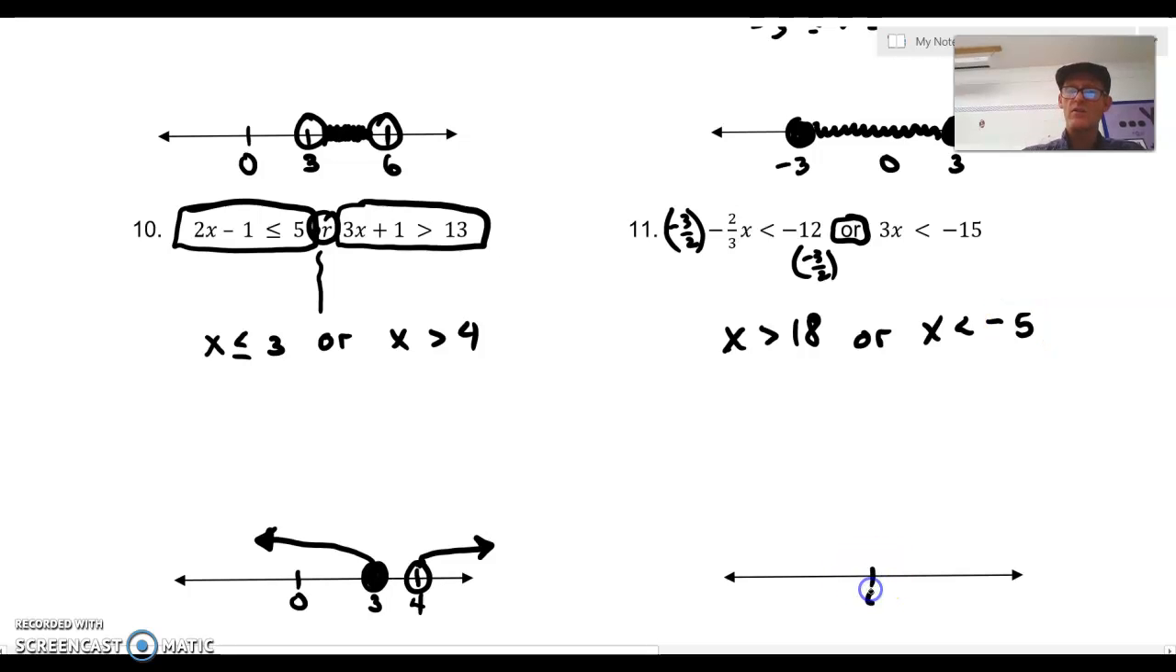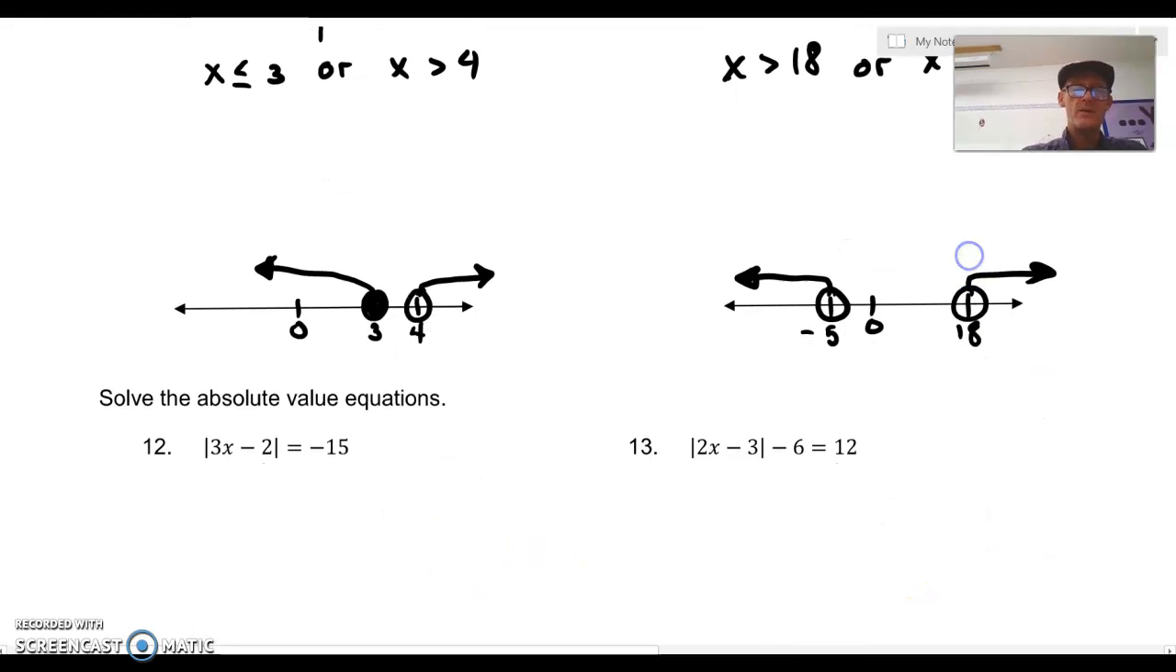So here's 0 on the number line. 18 is over here, and then negative 5 would be sort of here. Okay? So greater than 18, which is to the right of 18, that's this one, or less than negative 5, which is to the left. So there's the graph. So these OR problems push out, see?